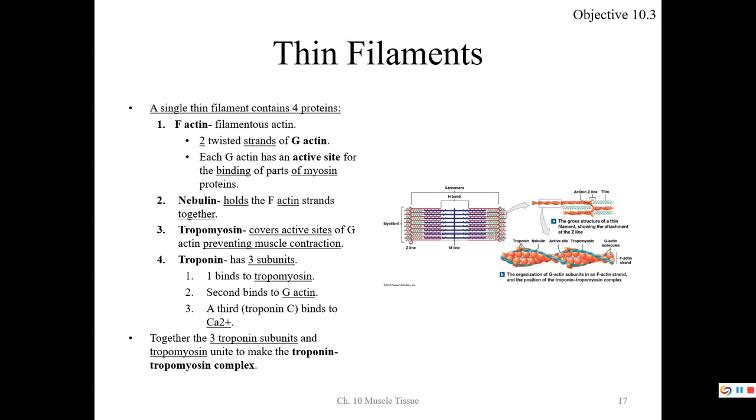Troponin has 3 subunits. I always have to say there's a troponin-tropomyosin complex. I like to describe it as dad, and mama is going to be like calcium. So we can think of the parents, and I'll use different analogies to help you understand it. What about troponin? There are 3 parts. One binds to tropomyosin, one binds to G-actin, and one binds to calcium. When you put troponin and tropomyosin together, it makes what's called the troponin-tropomyosin complex.